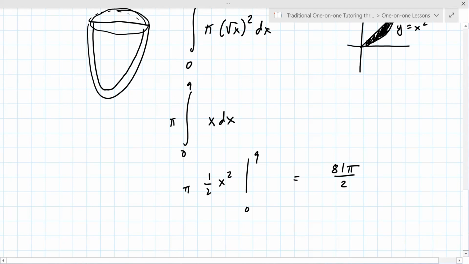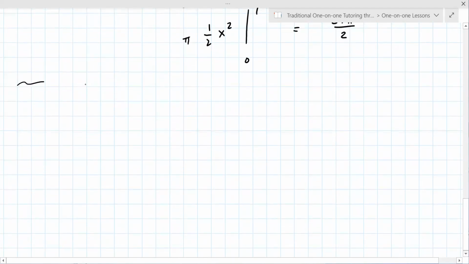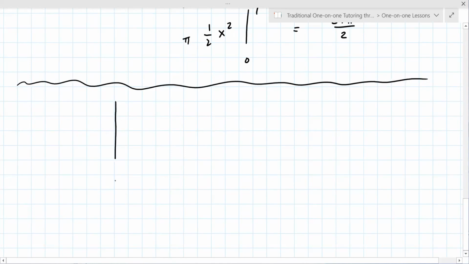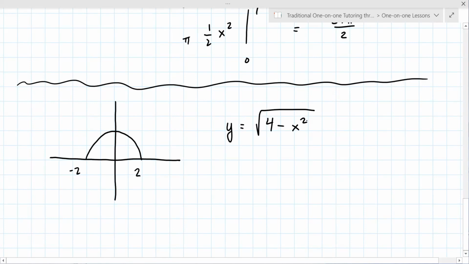Okay, so the question that your instructor gave, I think maybe this will make more sense. Let's say you have a semicircle that goes from -2 to 2. This is y equals the square root of 4 minus x squared. That produces this, and when you revolve this around the x-axis, it becomes a sphere. The formula for a sphere is 4/3 pi r cubed.